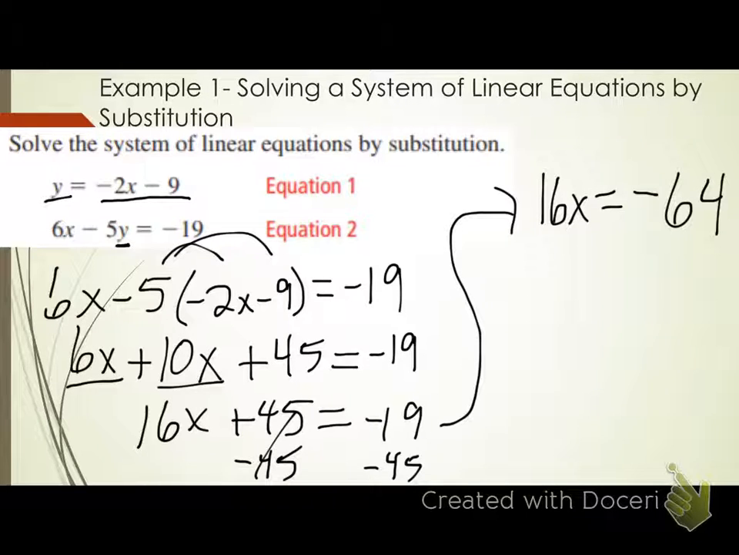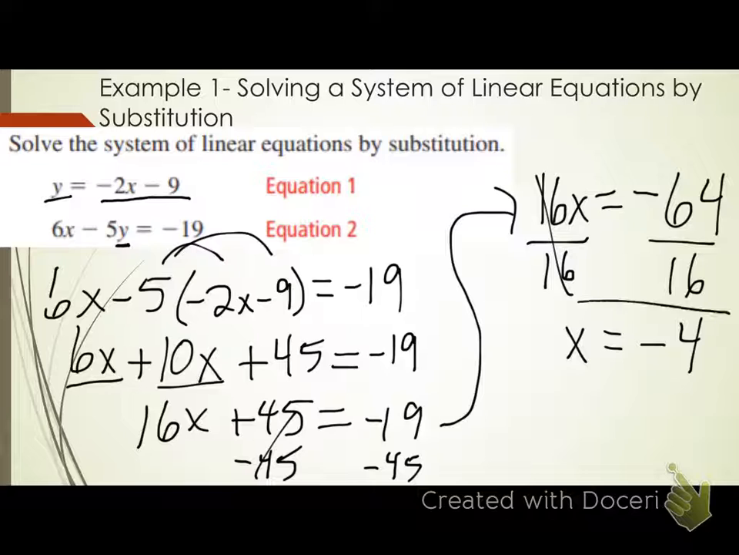Negative 64, right? And then how do I get x by itself? Divide by 16. What would x equal? Negative 4. There we go. Questions on that? Am I done?